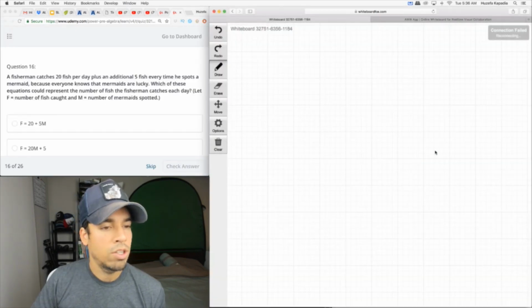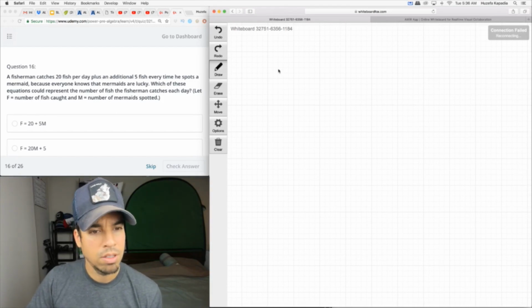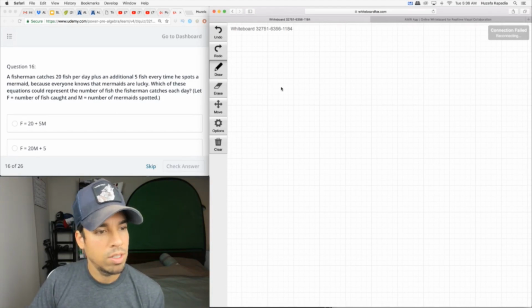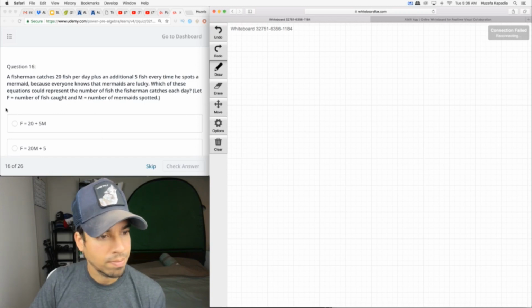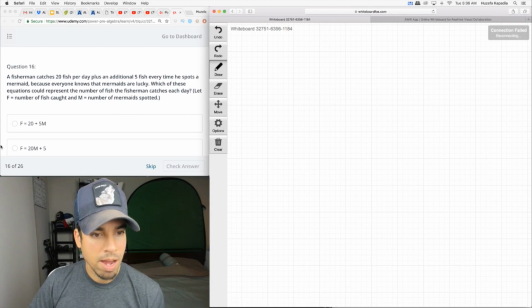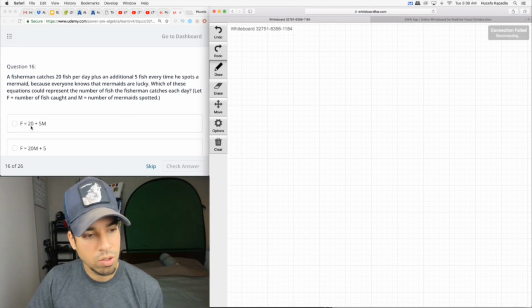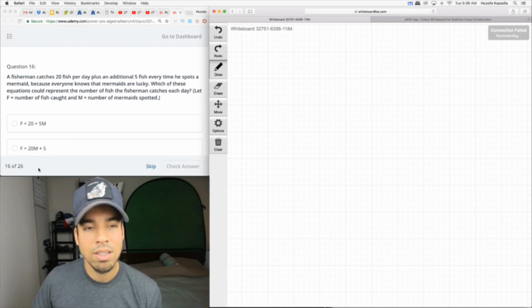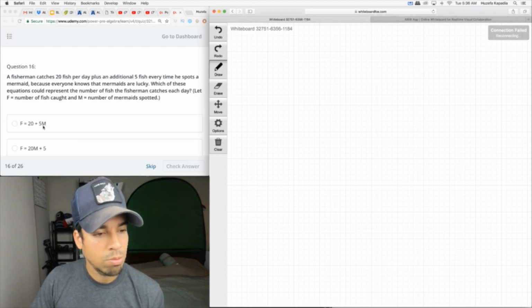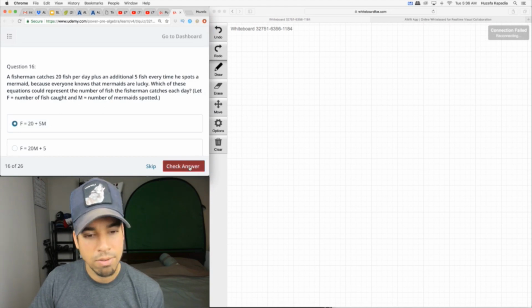All right. A fisherman catches 20 fish per day plus an additional 5 fish every time he spots a mermaid, because everyone knows that mermaids are lucky. Which of these equations could represent the number of fish the fisherman catches each day? Let F equal number of fish caught and M equal number of mermaids spotted. This is it. 20 fish, no matter what, per day, and that's your y-intercept, that's where we're starting at, plus 5 fish per every mermaid. 5 is kind of like the slope, and mermaids is essentially the rate of change. And each mermaid, we're going to add an additional 5. It's right there, that first one.